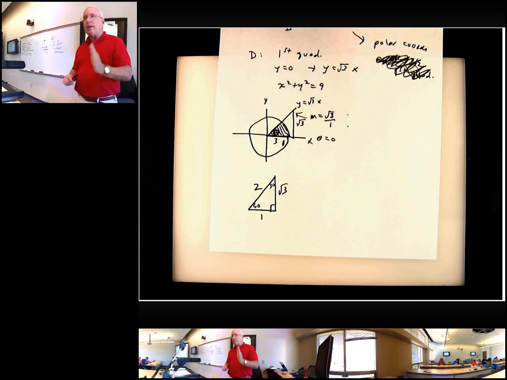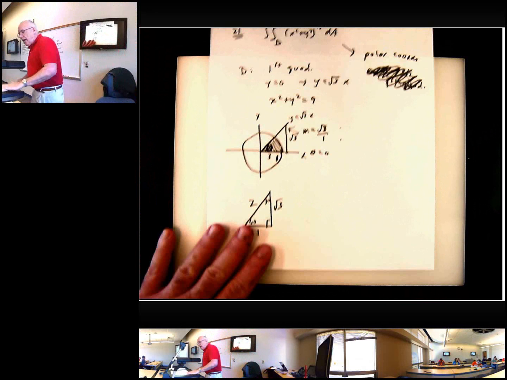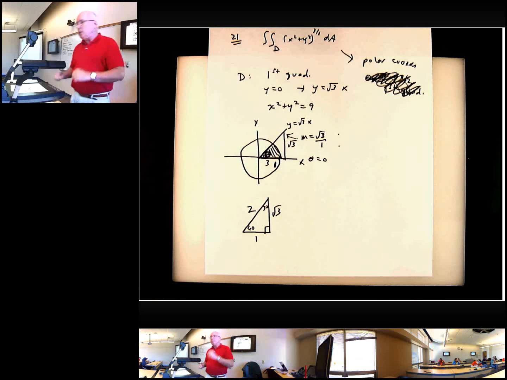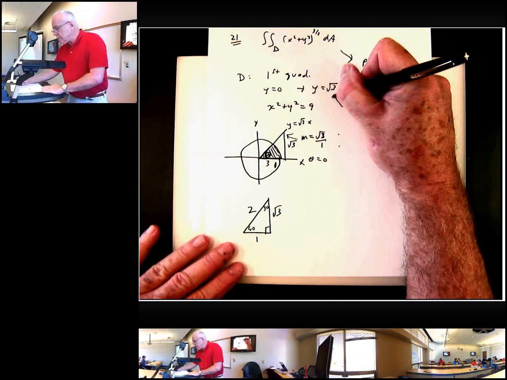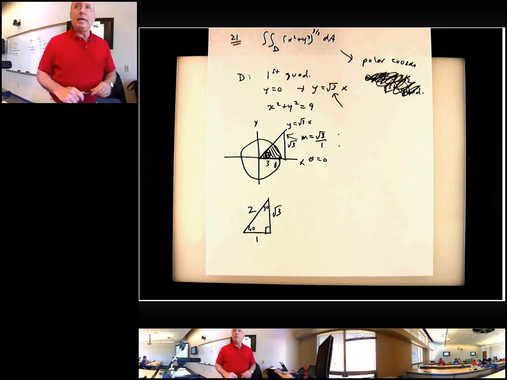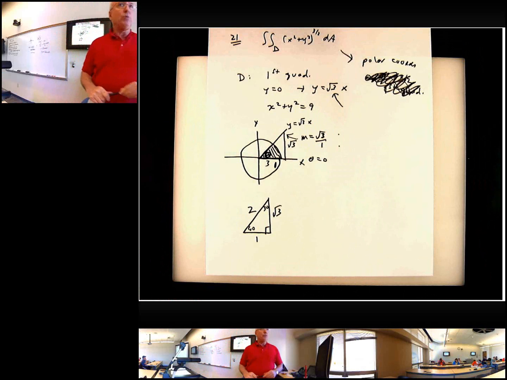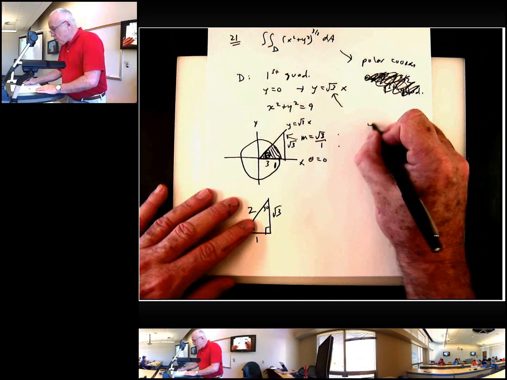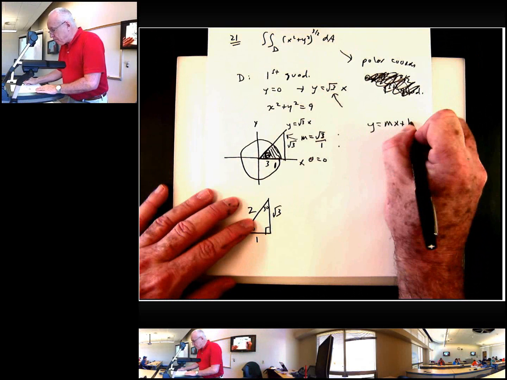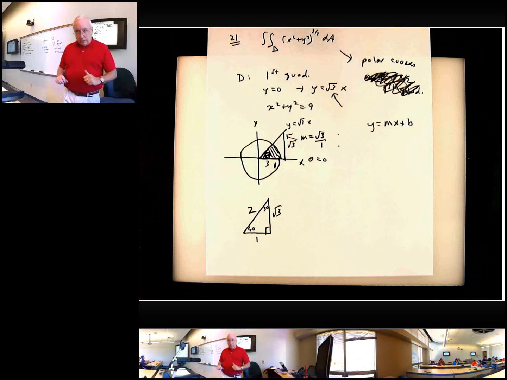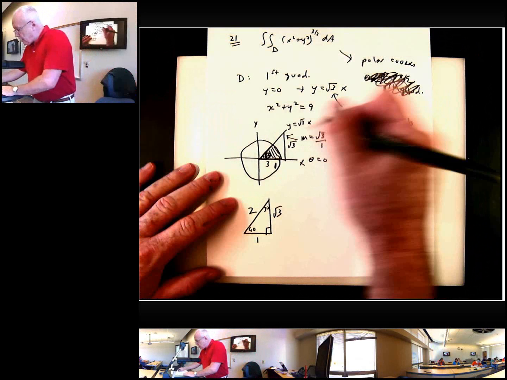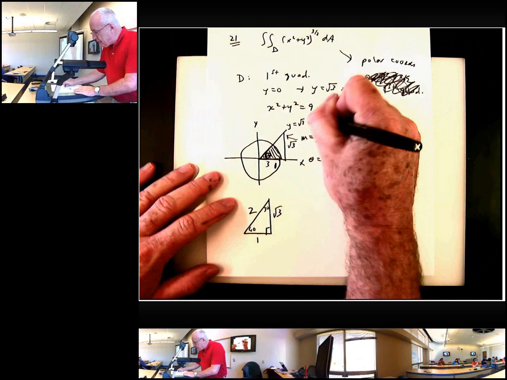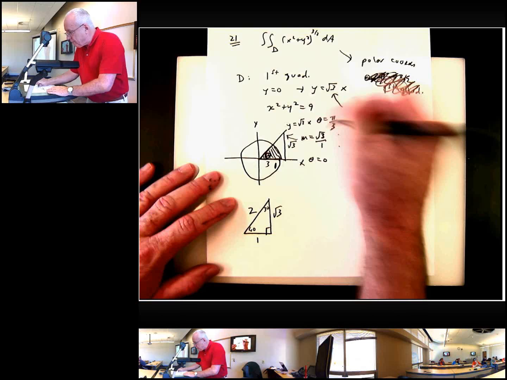I'm going to just act like you didn't even ask that, all right? And I'm going to also assume that you knew from this right here that the slope of that line is the square root of 3. Okay? y equals mx plus b. m is the slope of the line. So therefore, the upper limit is going to be theta equals pi over 3. All right?